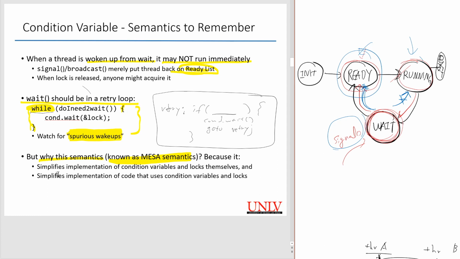Because it simplifies the implementation of condition variables and locks themselves, and it simplifies the implementation of code that uses condition variables and locks. So it means that not only does it benefit the elite, who get to implement these condition variables, but it claims that it is beneficial to general coders.